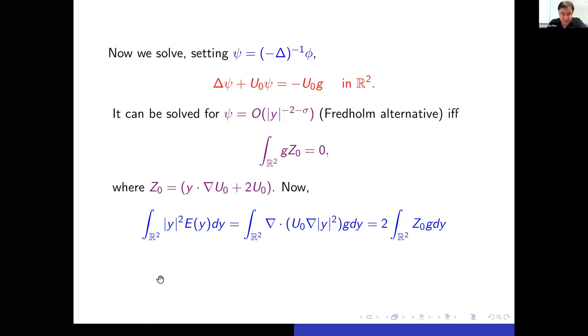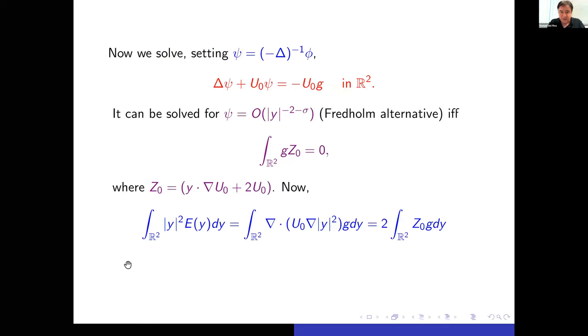This is an immediate computation. The second moment of the error, in case you have a solution of the equation, is precisely given by this identity. So the second moment of the error is precisely zero when this guy is zero. So you can only solve for psi bounded if this second moment of the error is zero. So this is the conclusion.